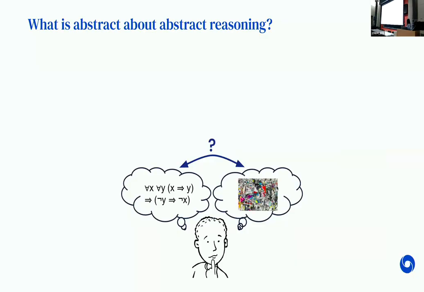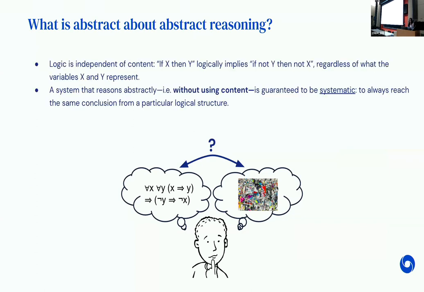What do I mean by content effects? To talk about content effects, first let's talk about what abstract reasoning is. When we say abstract reasoning, what we mean by it being abstract is that it's independent of content. Specifically, the content of the variables over which you're operating doesn't affect logic. If X then Y logically implies that if not Y, then not X, irrespective of what variables X and Y represent. A system that reasons abstractly, in other words without using content, is guaranteed to be systematic, to always reach the same conclusion for a particular logical structure, irrespective of the content of those variables.